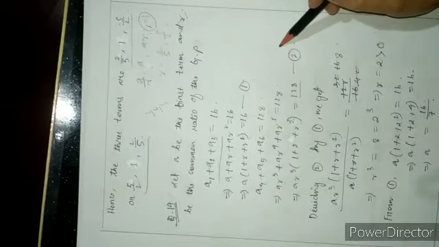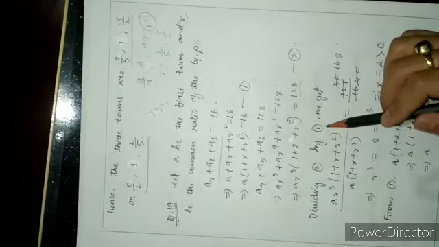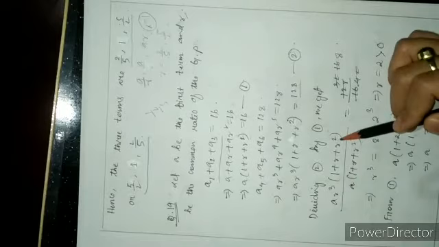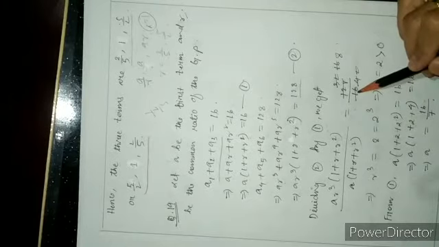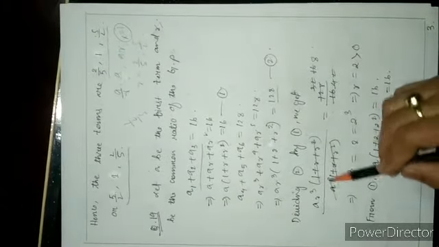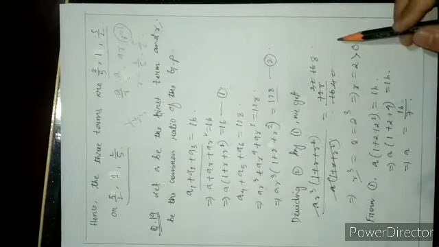Dividing equation number 2 by equation number 1, we get AR cube (1 plus R square) divided by A (1 plus R square) equals 8 divided by 16. The 1 plus R square cancels, A cancels, leaving R cube.